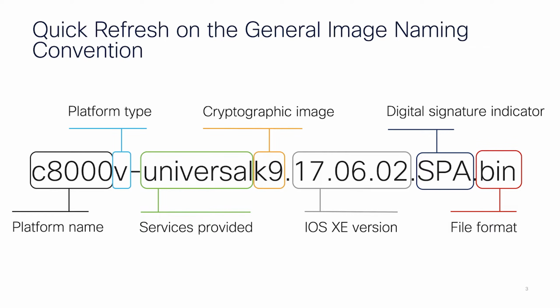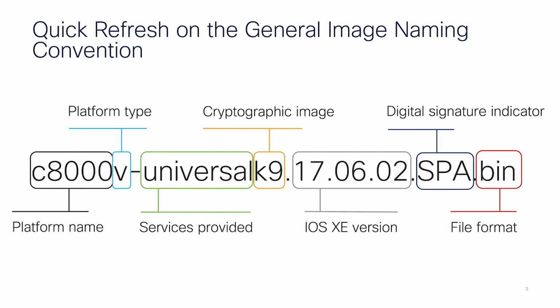The K9 designator shown in the orange box has been defined by Cisco as products that support encryption, which the C8000V also supports. Next up in the gray box is the IOS XE version number. This one is self-explanatory. It's just the version of the IOS XE that the C8000V will be running once it is turned on. In this case, it is IOS XE 17.6.2.